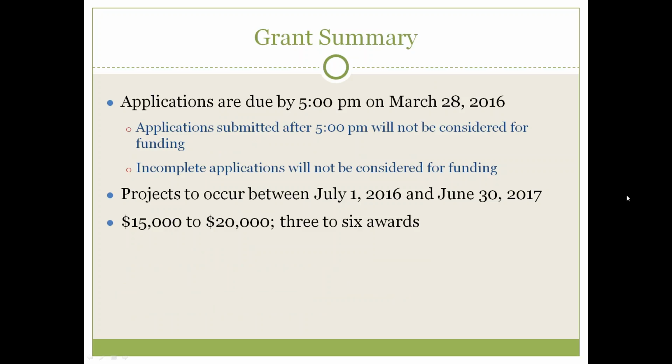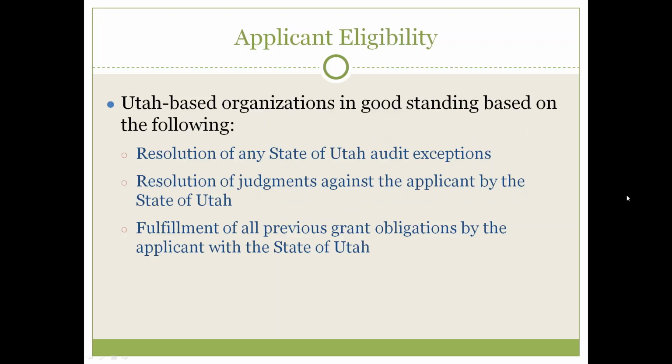So the grant summary: the applications are due by 5 p.m. on March 28, 2016. Applications submitted after 5 p.m. will not be considered for funding, and incomplete applications will not be considered for funding. Projects are to occur between July 1st of 2016 and June 30th of 2017. That's also when the funds will be available for the projects. And we are anticipating funding 3 to 6 grants this year, and they will be $15,000 to $20,000 grants each.